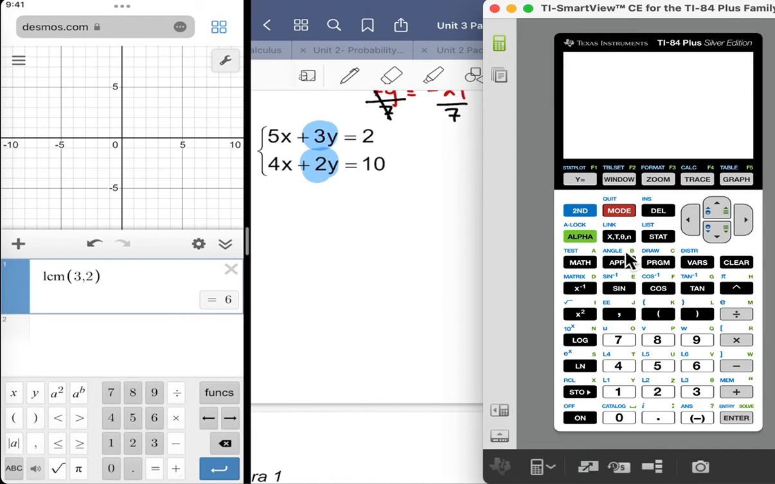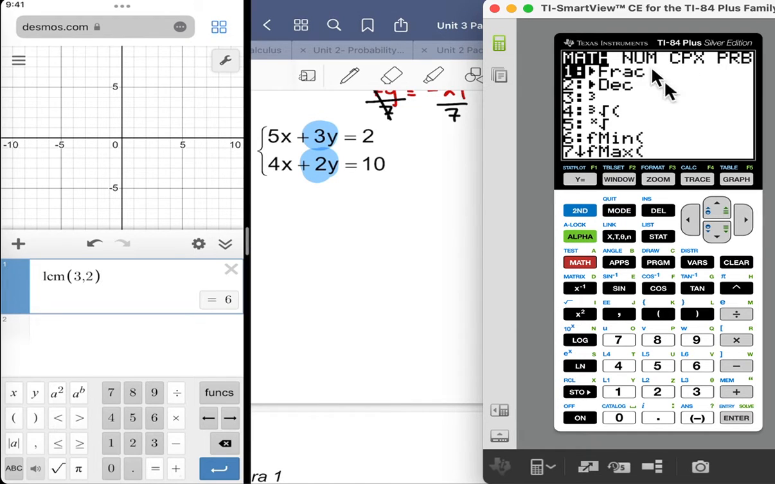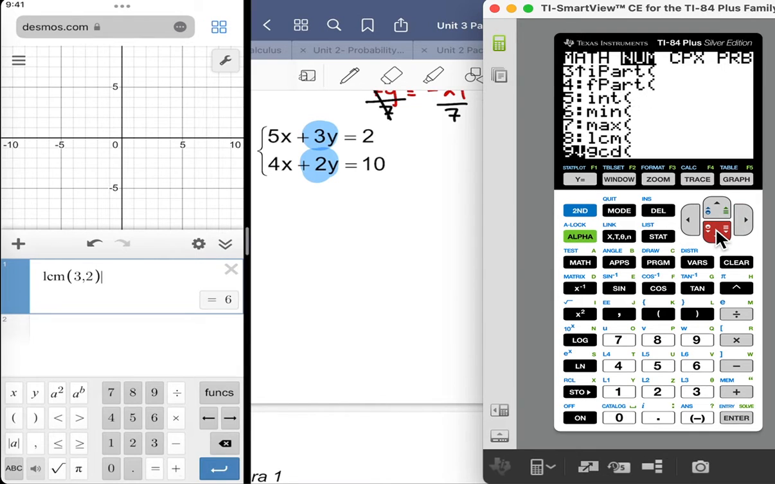So, anyway, that's in the math menu. Over to NUM. And then you scroll down to the one that says LCM. All right, so for LCM on the TI-84: math, NUM, and it is option 8.